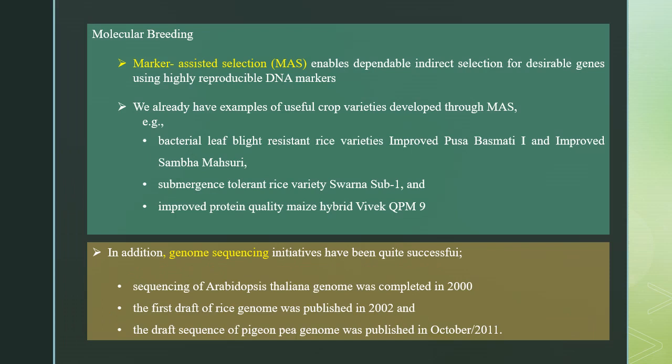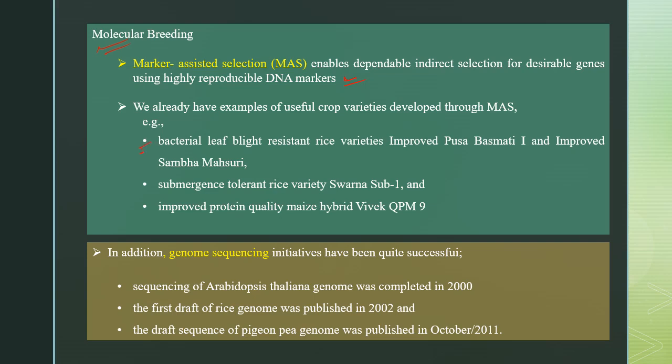If we talk about molecular breeding, marker assisted breeding enables the dependable indirect selection of desirable genes using highly reproducible DNA markers. That means we use DNA marker technology to select our desirable plant, and this we call marker assisted selection. We have some examples of this success.